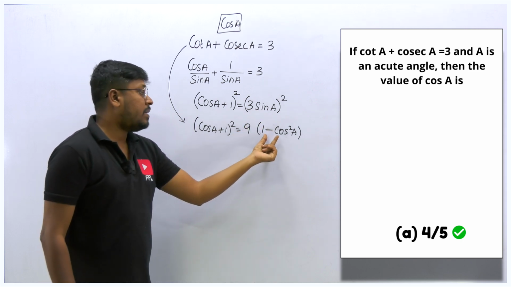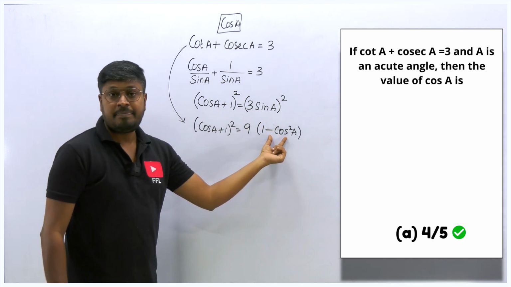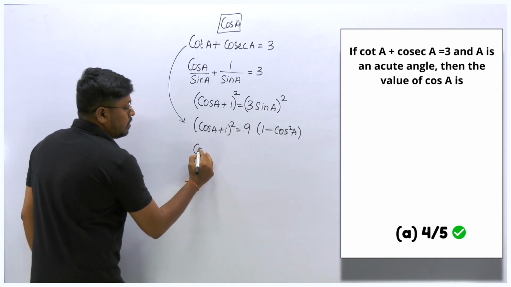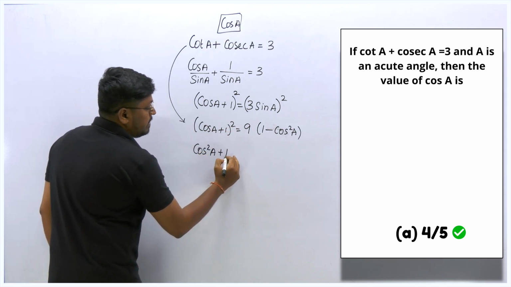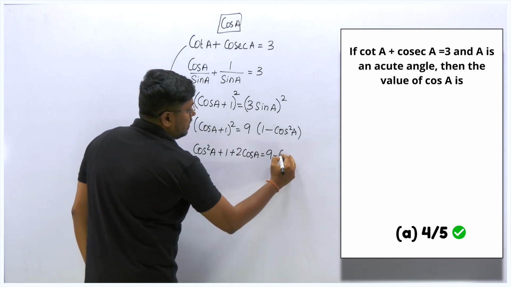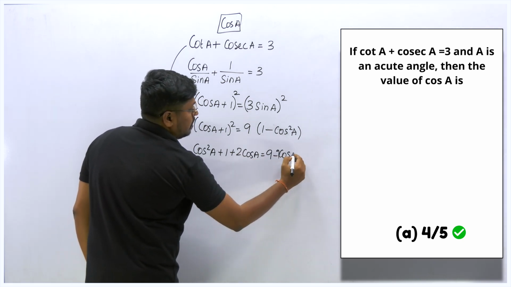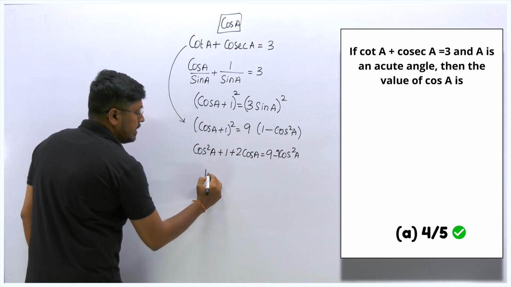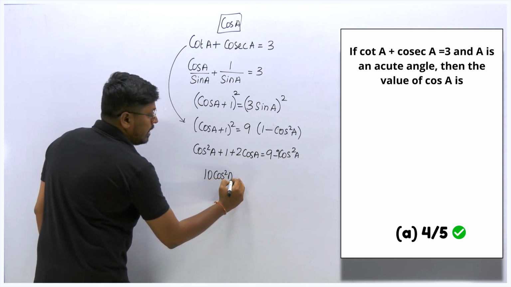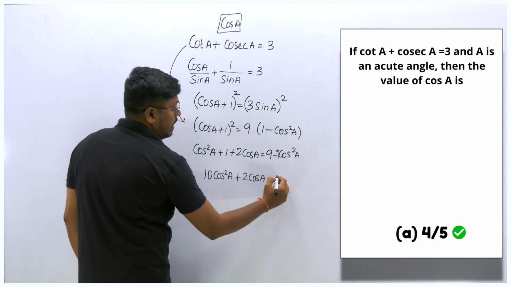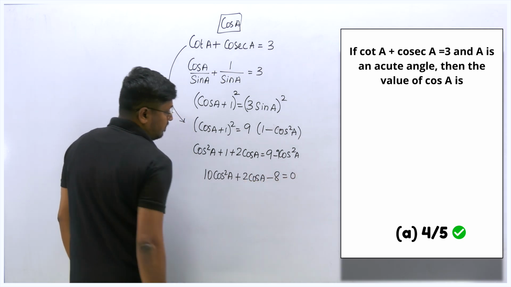So sin square theta will be 1 minus cos square A. So now we can simplify it. So this will be a plus b the whole square, so a square plus b square plus 2ab, is equals to 9 minus 9 cos square A. So when you bring 9 towards left hand side, 10 cos square A plus 2 cos A minus 8 is equals to 0, right?